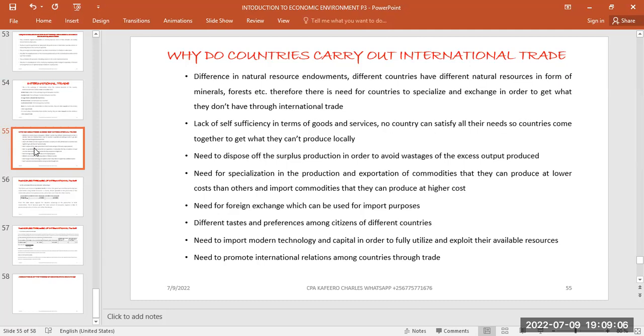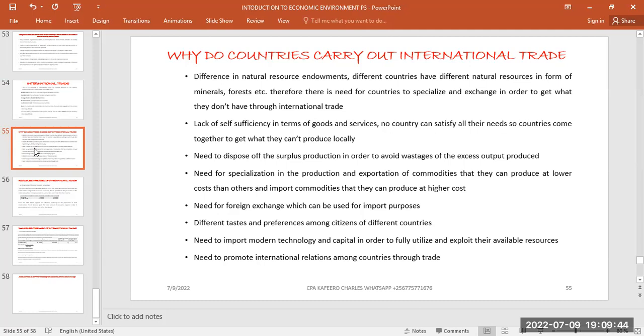The third one is the need to dispose of the surplus production. When you have the first point, we said we have the resources, and we can use them to produce more goods. But it's not a must that we are going to consume all of it. Part of it will be left, and instead of wasting it, we can engage in international trade so that we can give out to those countries that have a scarcity, or that cannot produce those items that we have in plenty. When we do that, we are trying to dispose of the surplus production.